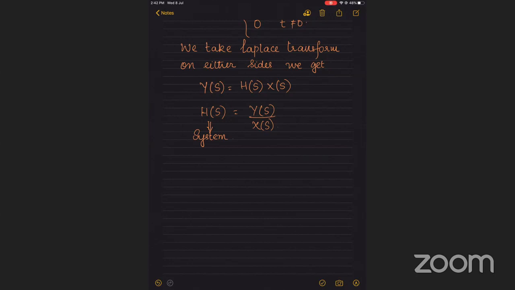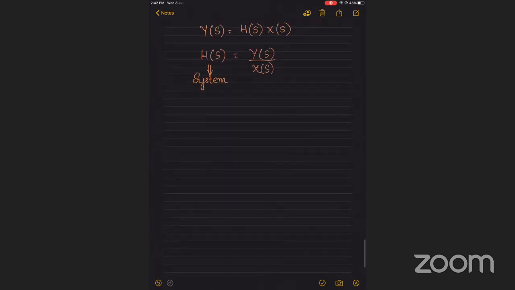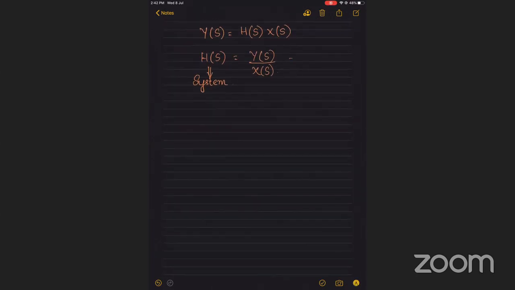So I basically want to look at the system behavior through this transfer function H(s). This Y(s) by X(s) could be a rational function, say P(s) by Q(s), or let us call it the numerator polynomial in s divided by the denominator polynomial in s. Is that okay? We're going to look at this.